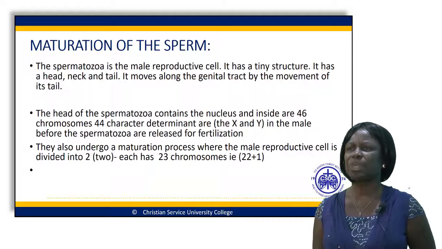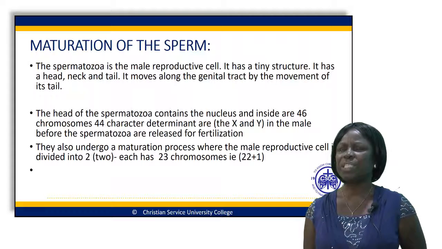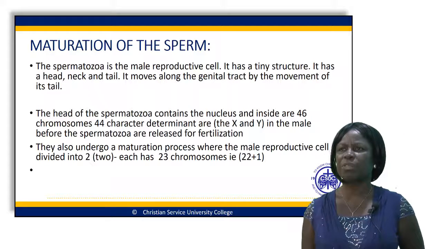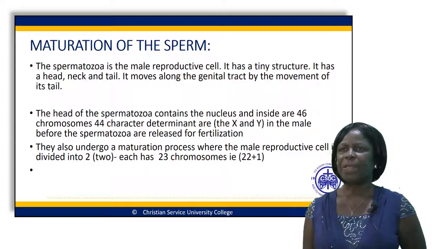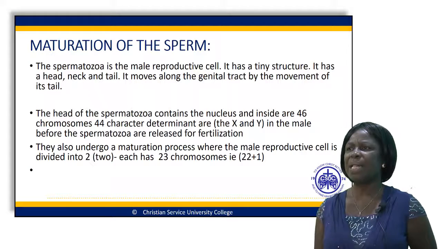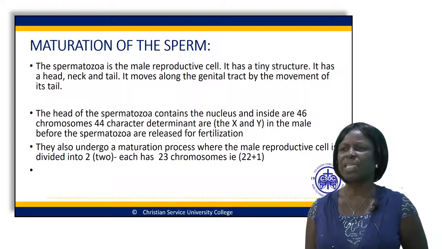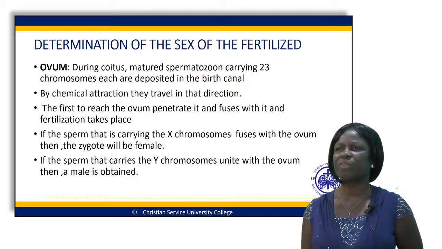The head of the spermatozoa contains the nucleus, and inside are 46 chromosomes, 44 character determinants and the sex chromosomes X and Y in the male. Before the spermatozoa are released for fertilization, they also undergo a maturation process where the male reproductive cell is divided into two. Each has 23 chromosomes.